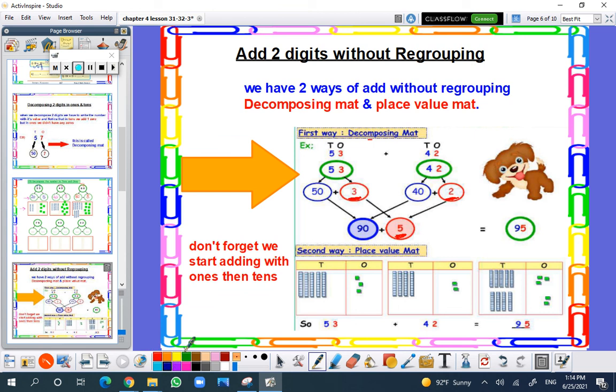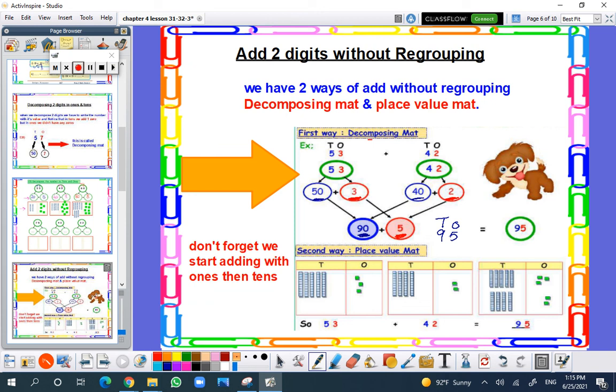And now let's add the tens. 50 plus 40. By the magical hand, 50 plus 40 equals 90. So now my answer will be 90 plus 5. 90 plus 5 directly equals 95. If you don't make it direct, you will put tens and ones. Here I'm going to write 9 on the tens, and here 5 without any zeros, so I'm going to write 5 here. So the answer will be 95. This is called decomposing math.